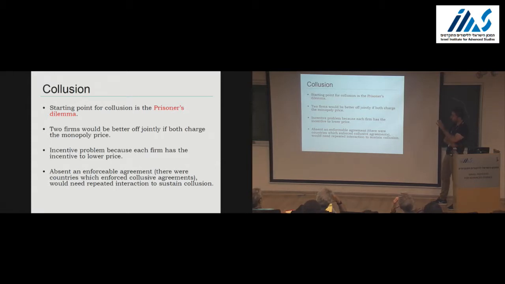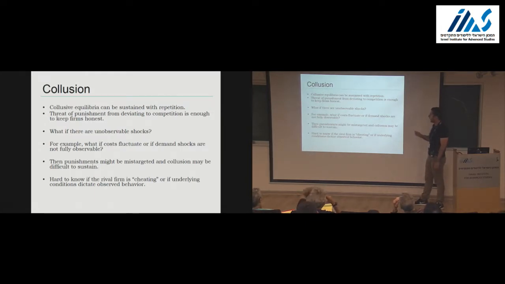Now, within antitrust, remember there are umbrellas of regulation. One of them is antitrust. There's merger control, then there's collusion. We're going to talk about a canonical model there, which is the Green and Porter model. It's basically a version of the repeated prisoner's dilemma with private information. So the starting point, just think of a repeated prisoner's dilemma. Two firms are competing. They'd be better off if they could coordinate on setting high prices. There's an incentive problem because each firm wants to cheat on that coordination and get the whole market. And absent an enforceable agreement, and my understanding is there were countries that enforced collusive agreements historically, you would need something like repeated interaction to sustain cooperation.